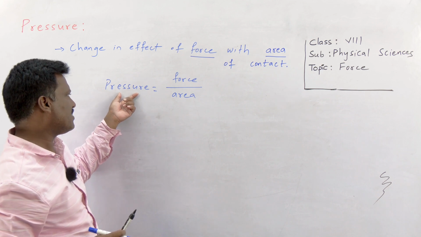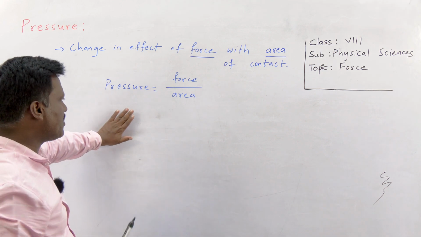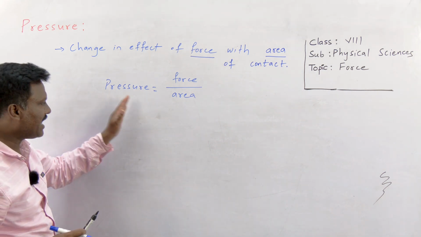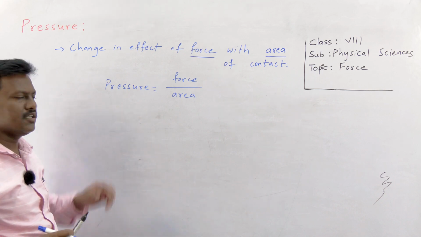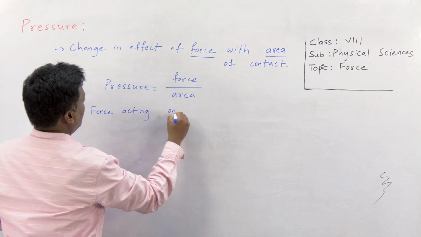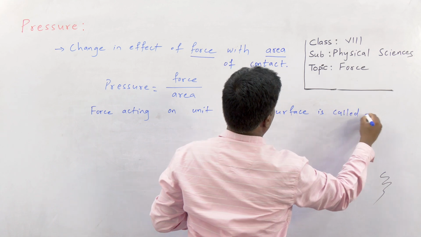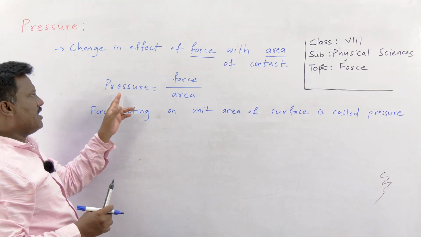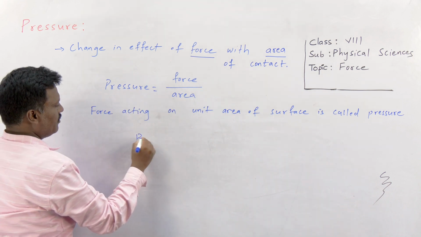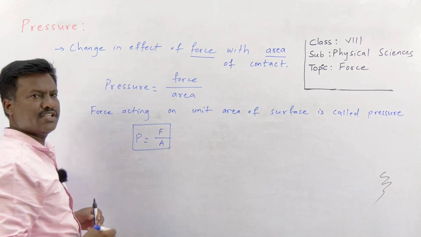Pressure is a new physical quantity that we are talking about. What is pressure? I am going to apply some force on this board, so I am exerting force on this area. The force acting on a particular unit area is called pressure. Pressure is nothing but force acting on unit area of a surface. Pressure is denoted by P, force by F, and area by A. This is the mathematical expression: pressure is equal to force by area.